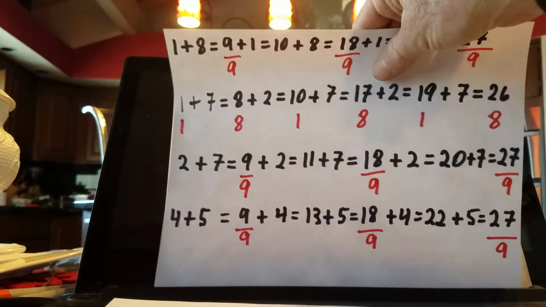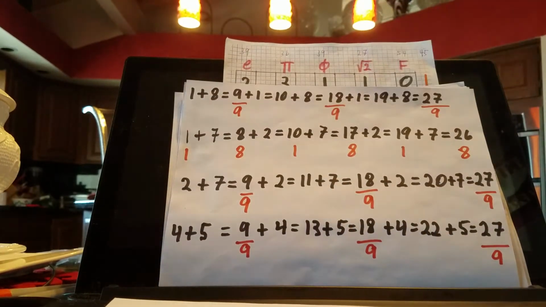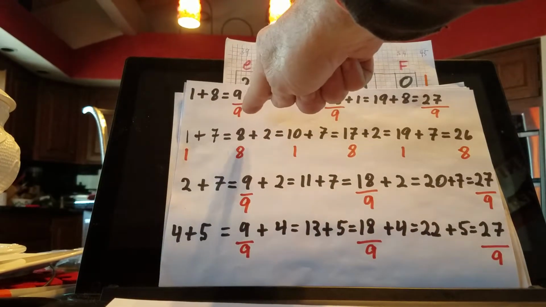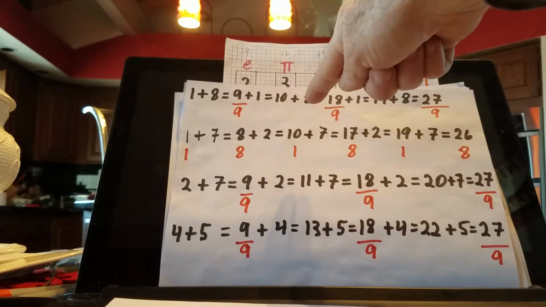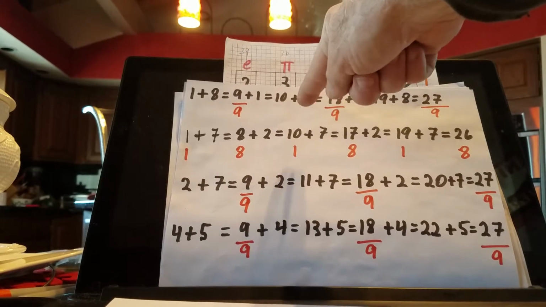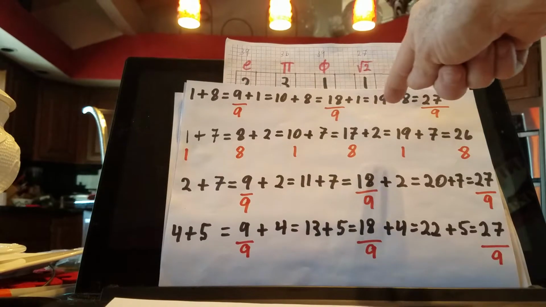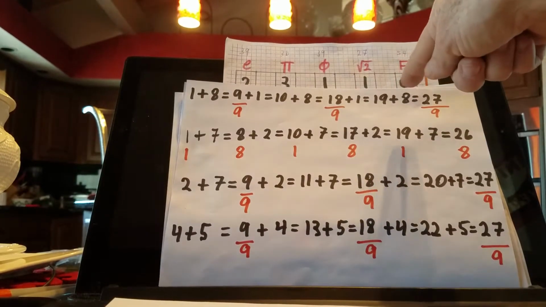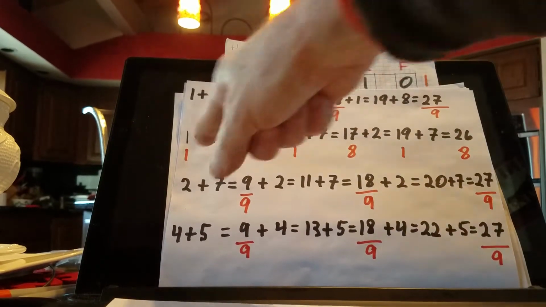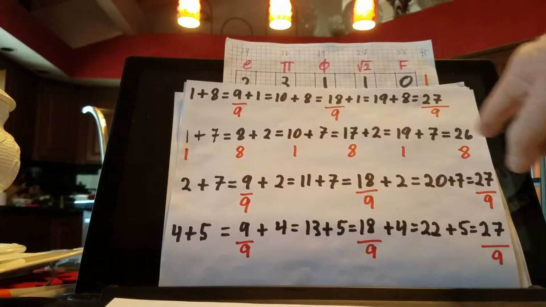And for the 181 code, basically we're arriving at 9s, because 1 plus 8 is 9, plus 1 is 10, which is a 1, plus 8 is 18, which is a 9, plus 1 is 19, which is a 1, plus 8 is 27, which is a 9, but we get 1, 8, 1, 8, 1, 8.